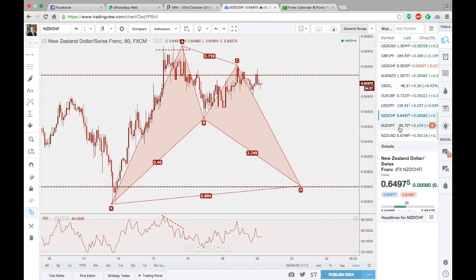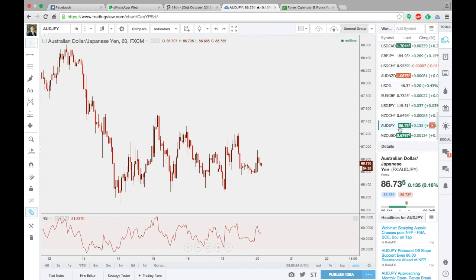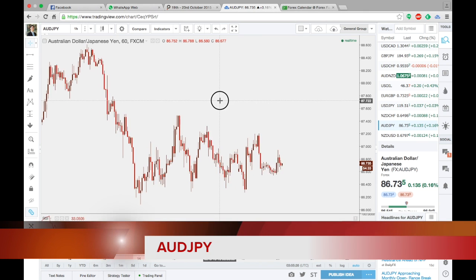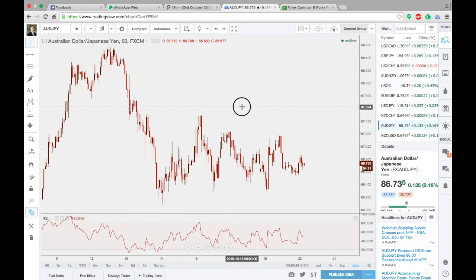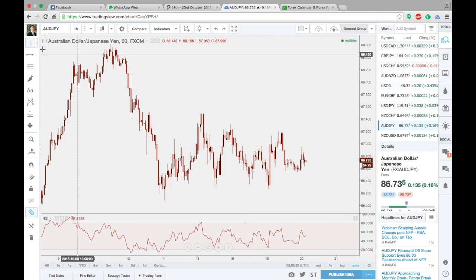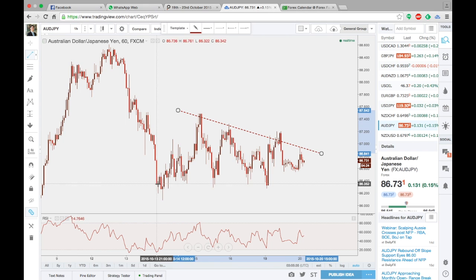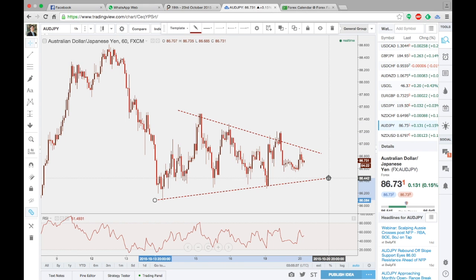Right, the next pair that I want to bring you through is the Aussie Yen. Aussie Yen itself, similar on the H1 time frame. What we identify over here is price is currently in a consolidation phase. What you see over here is a very nice symmetrical triangle, so price can easily break up or break down.